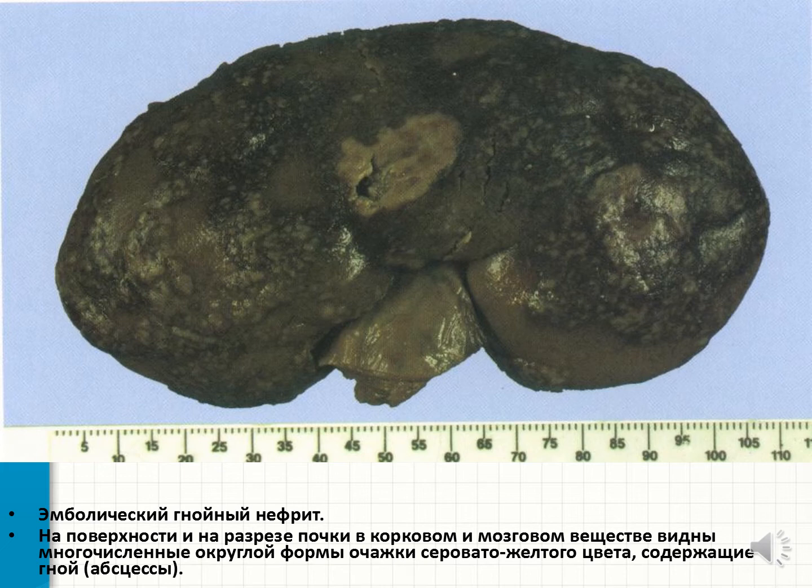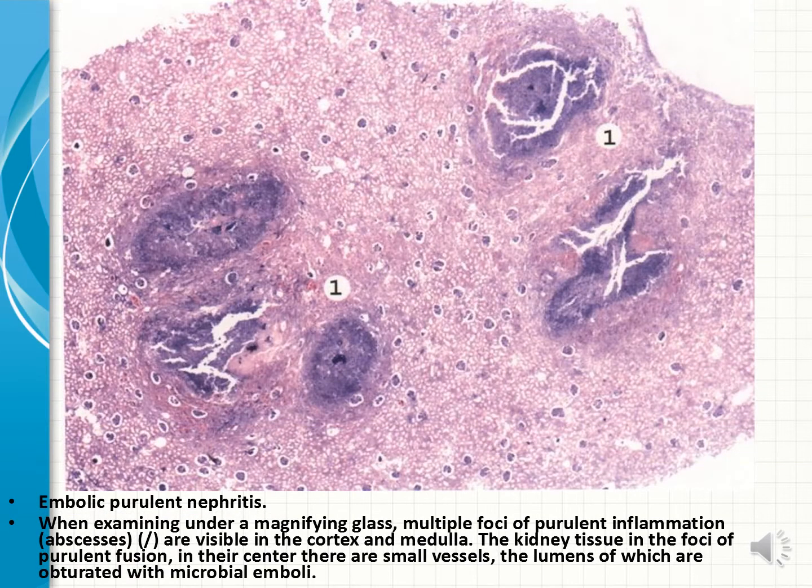and on the surface we see various foci, big and small ones, grayish yellowish coloring, which have inside the area the accumulation of pus.